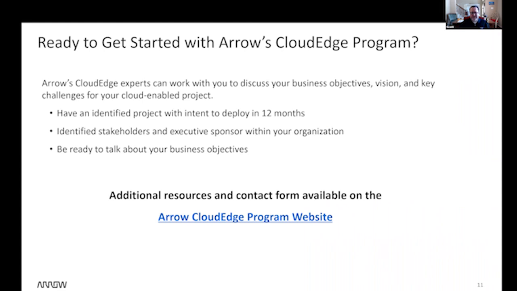So when you're ready to get started with the CloudEdge program, ideally we're looking at customers who are based in the United States or Europe or Canada, just from the standpoint that's where our major presence is, and that's where we're focusing. Ideally, organizations have identified a project with an intent to deploy within the next 12 months approximately. We're not holding that firm, but we know these projects take time, but we want something identified.